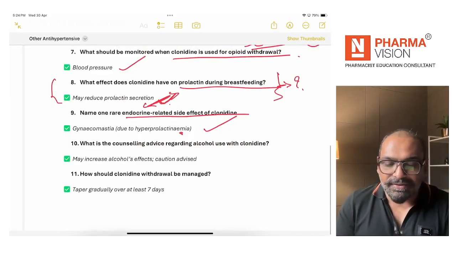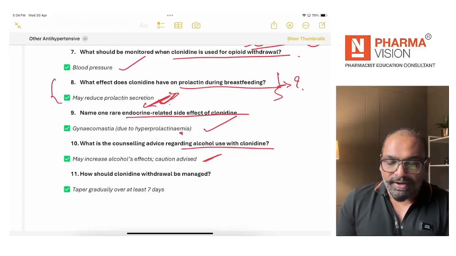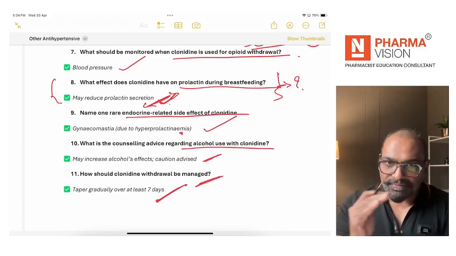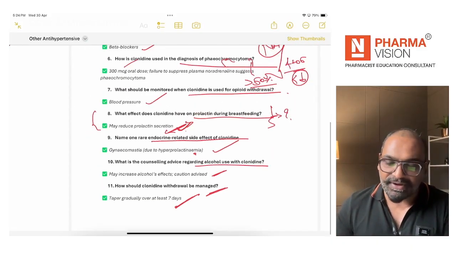What is the counseling advice regarding alcohol use with clonidine? It may increase the alcohol effect, so it should not be used. How should clonidine withdrawal be managed? It requires 7 days. We gradually taper the dose and wean off the medication over 7 days.